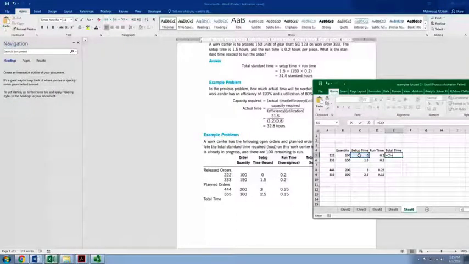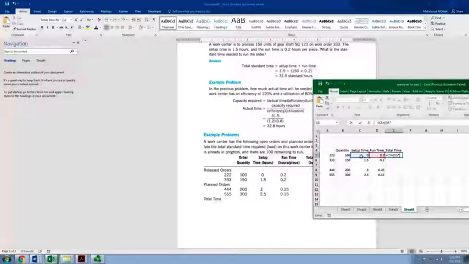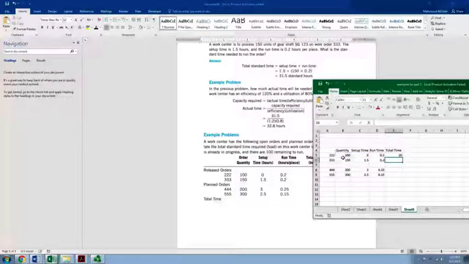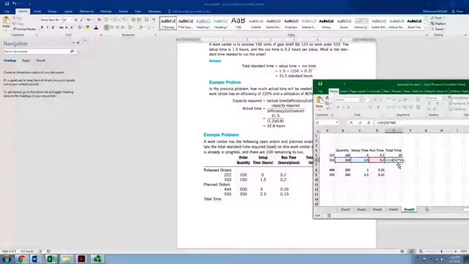Okay. Total time would be setup time plus, open parenthesis, run time times how many units we need, 100 units. So for the first order number, 222, we need a total time of 20 hours. We'll do the same thing, and the easy way is just to copy and paste, or drag the cell from the lower right corner, and that will calculate. It's exactly the same thing.